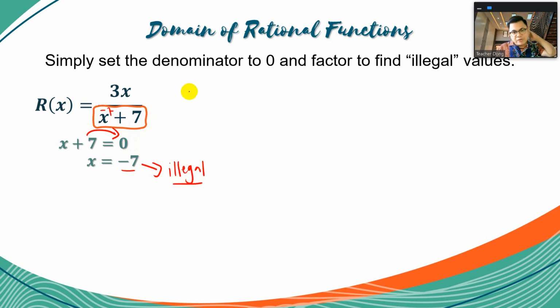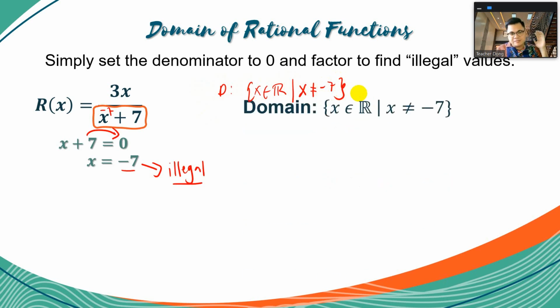Now, how are we going to write the domain? We're going to write the domain in the form of a set representing the relation or function. So the domain will be x is an element of real numbers such that x is not equal to the illegal value, which is negative 7. What do I mean by this? All of the values that are not negative 7 are the elements of the domain of this function 3x over x plus 7, except for negative 7. Why? Because it will make the function undefined. That's why we cannot have negative 7 as one of the x values or domain.